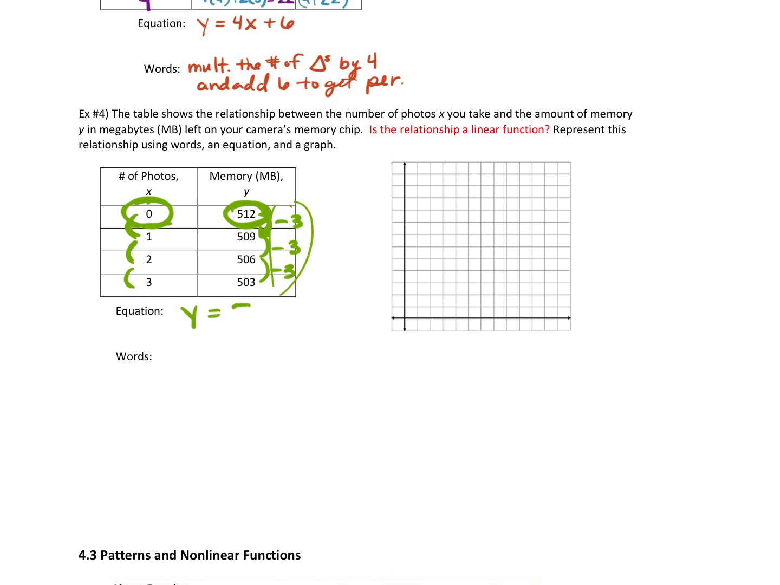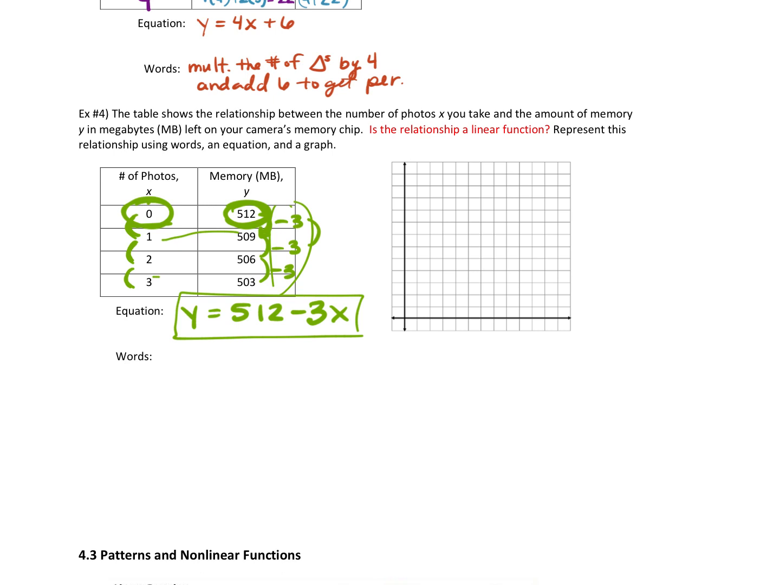So we're going to take that original amount, 512, and then we're subtracting 3 times however many photos we've taken, right? At 1 photo, I'm subtracting 3 times 1. At 2 photos, I subtracted 3 twice, so 3 times 2, or 6. At 3 photos, I've done it 3 times. 3 times 3 is 9. So I took away 9 megabytes, okay? So this would be the equation that you come up with.